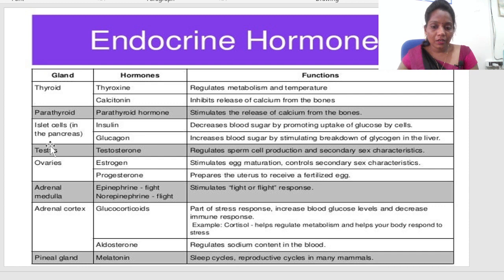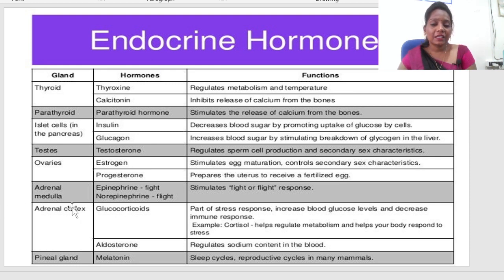Next, the gonads, the testes and ovaries. The testes release the testosterone hormone, which helps in the regulation of sperm production and especially the secondary sexual characteristics. The ovaries, the sex gonads, release two hormones, estrogen and progesterone. Estrogen is important for egg stimulation and controls the secondary sexual characteristics, whereas progesterone is important for the uterus to receive the fertilized egg. That means it is important for pregnancy.